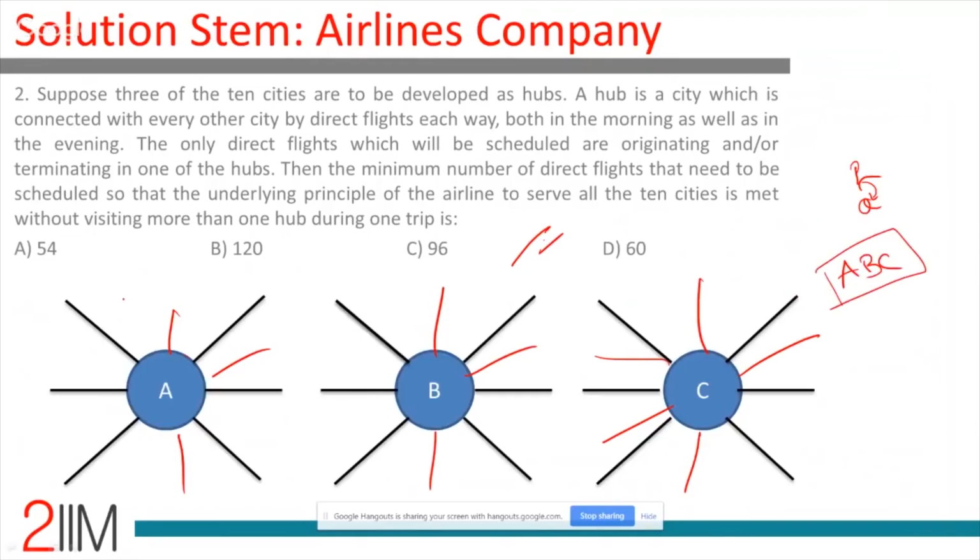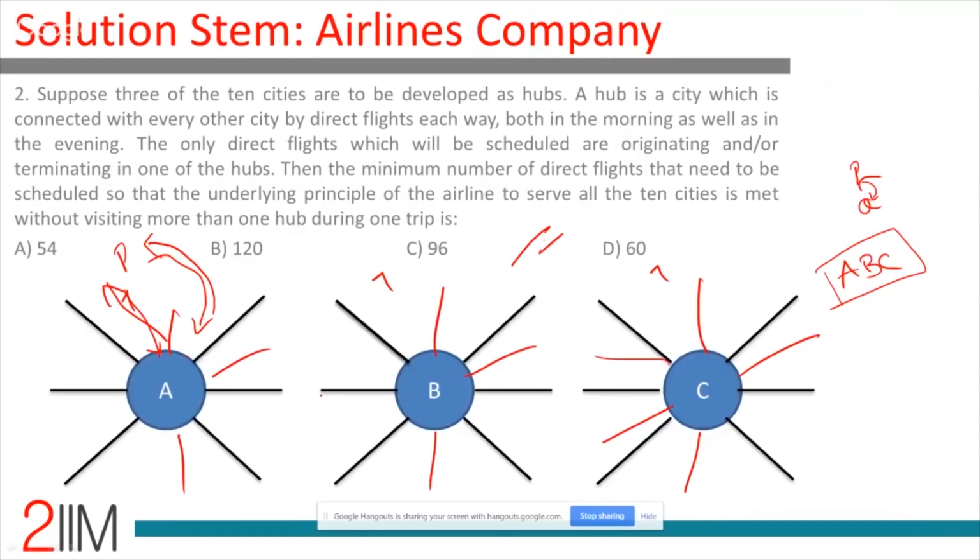A has to be connected to 7 cities. B to 7 cities, C to 7 cities, the other 7, the non-hub 7 cities. To each of these 7 cities, A should be connected both ways in the morning and the evening. So if there is city P, there has to be P to A in the morning, A to P in the morning, P to A in the evening, A to P in the evening. For each of those other 7 cities, there have got to be 4 flights from A. Likewise, 4 from B, 4 from C.